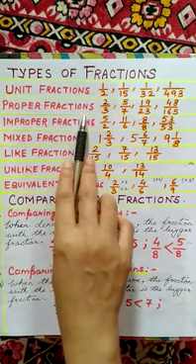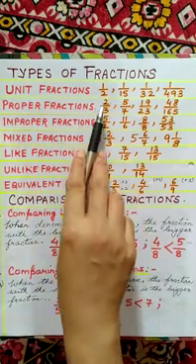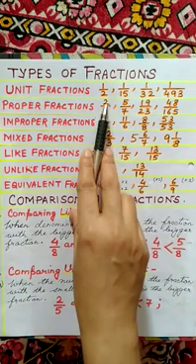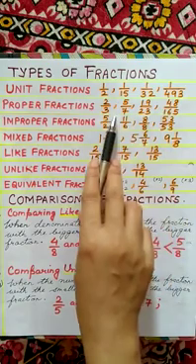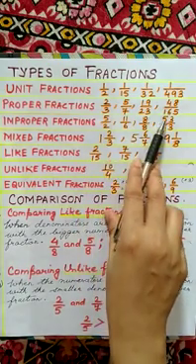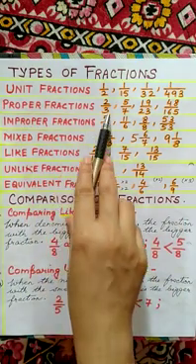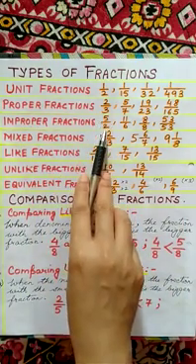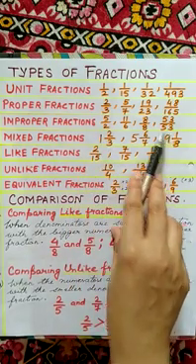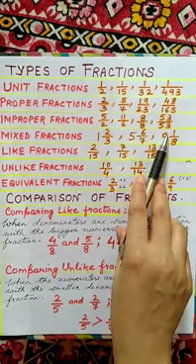Then we have proper fraction. In a proper fraction, the numerator is always smaller than the denominator. So in all these fractions you will see that the numerators are smaller than the denominators. Then we have improper fraction. In improper fraction, the numerator is always greater than the denominator. In this set, if you see, all the numerators are greater than the denominators.